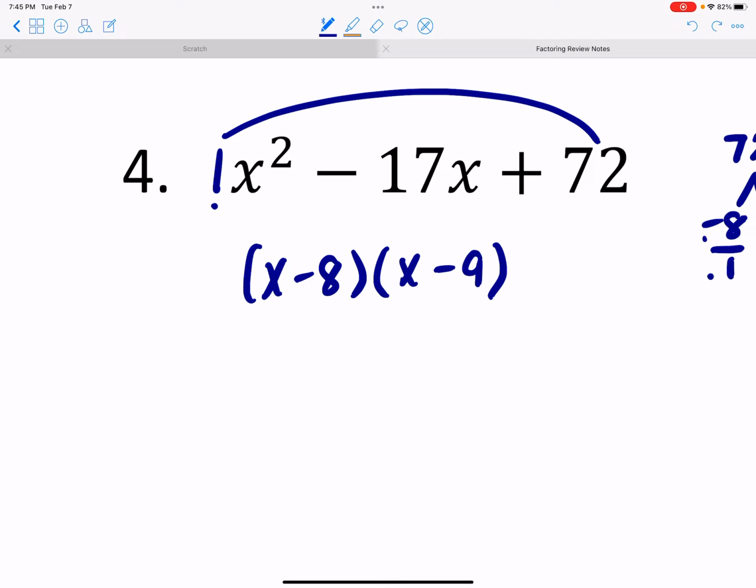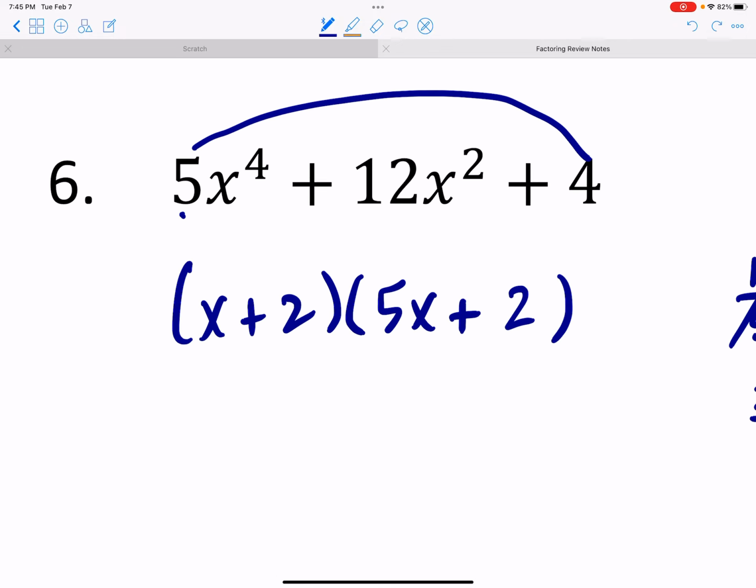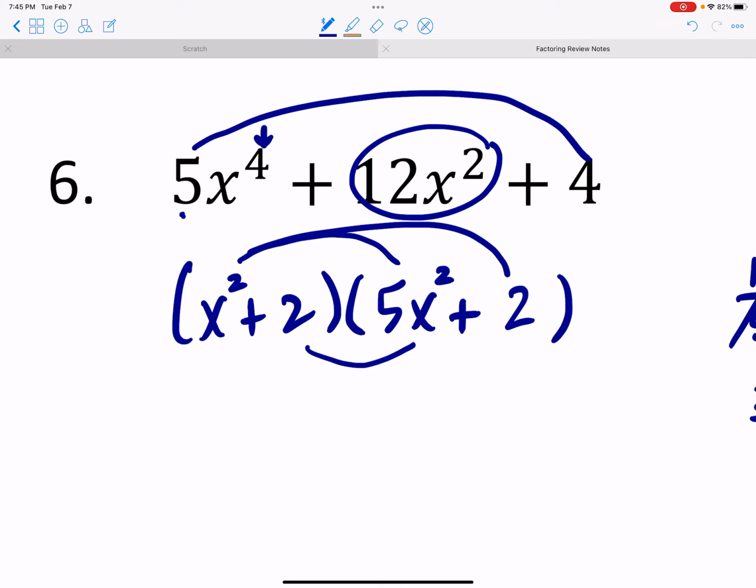If instead of an x squared we have, let's say, an x to the 4th, then we have to accommodate that. So if there's 4 factors of x here, then 2 would have to go here, and 2 would have to go here, and this will all still work out. So again, this is going to multiply to get me 5x to the 4th. Then I have 2x squareds here, and 10x squareds here to get me 12x squareds in the middle, and then I still have my 4 at the end of this.